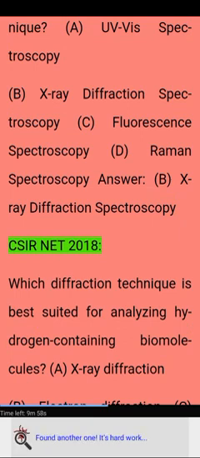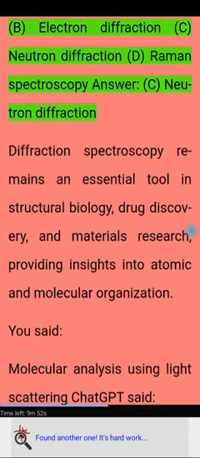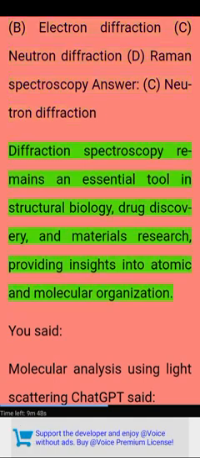CSIR-NET 2018. Which diffraction technique is best suited for analyzing hydrogen-containing biomolecules? A. X-ray diffraction. B. Electron diffraction. C. Neutron diffraction. D. Raman spectroscopy. Answer: C. Neutron diffraction. Diffraction spectroscopy remains an essential tool in structural biology, drug discovery, and materials research, providing insights into atomic and molecular organization.